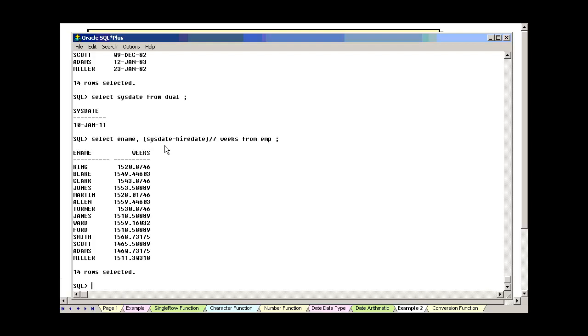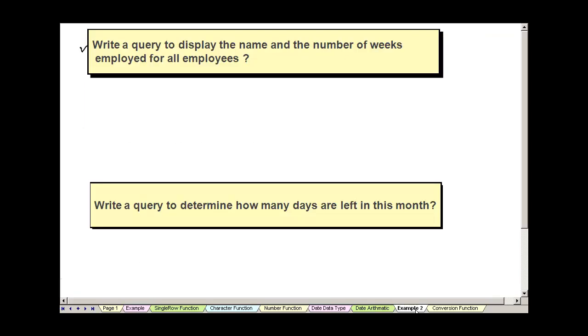In this case, we have used two things. We have used the date function. We have used date arithmetic. Okay. So now let's do the next example. So this we are done. Is there any way that I can write a query so that I can know how many days are left in this month? Say for example, today is 10th January 2011.